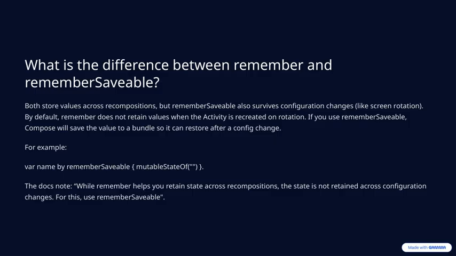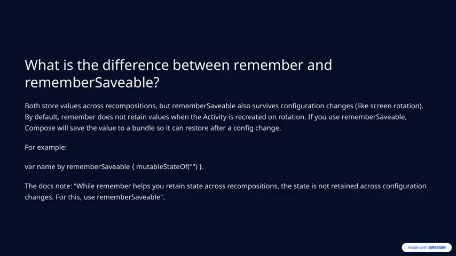It does everything remember does, but with an important extra feature. It survives configuration changes. It saves the state to a bundle, so when the activity is recreated after a rotation, the value is restored seamlessly. For example, you might write var name by rememberSaveable { mutableStateOf("") }. This ensures that your input or state remains intact even if the user rotates the device.